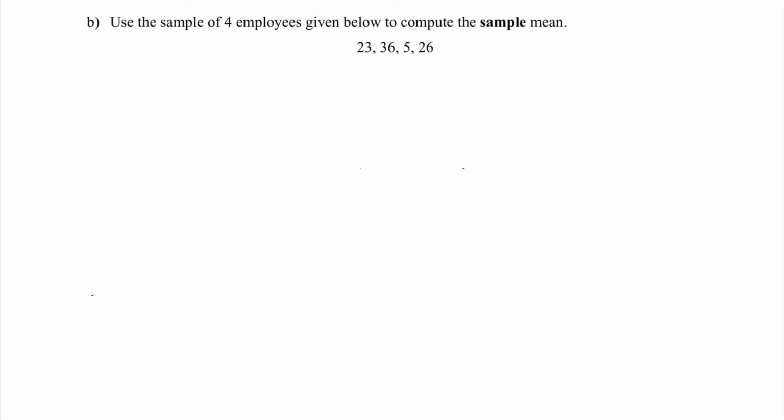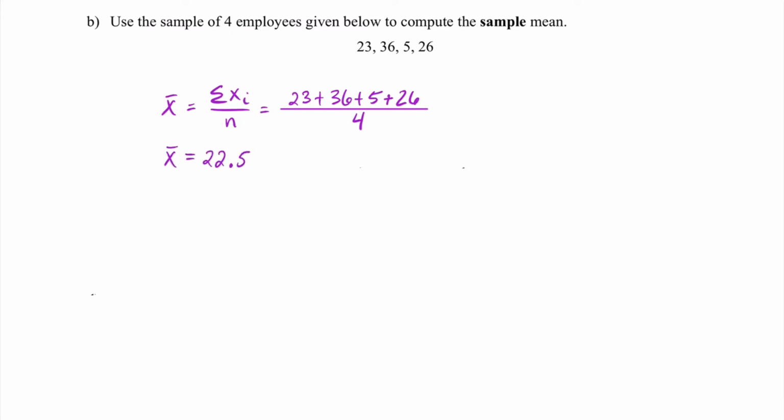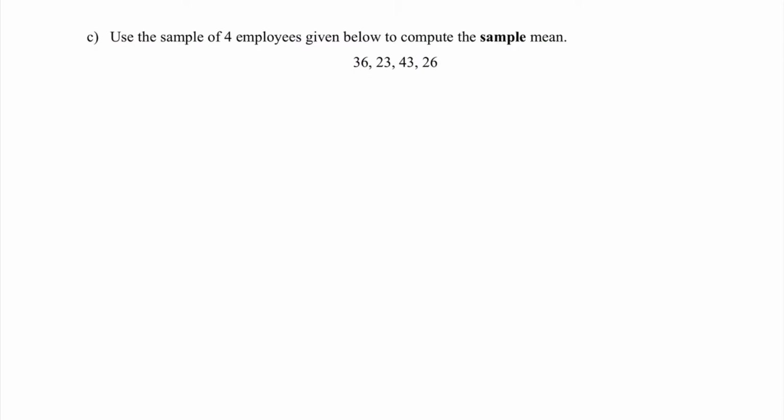Now they're telling us to use the sample of 4 employees given below to compute the sample mean. Now remember, sample mean would be x bar, so we need to do x bar equal to our observations divided by the total number of values in our sample. So we have 23 plus 36 plus 5 plus 26, now divided by 4 since that's our sample size. We end up with x bar, the sample mean, equal to 22.5. That takes us to part C.